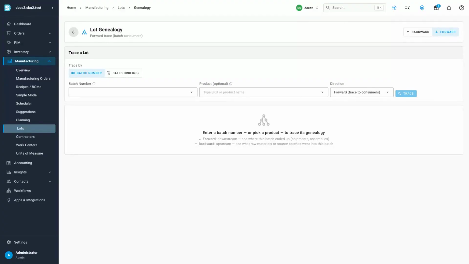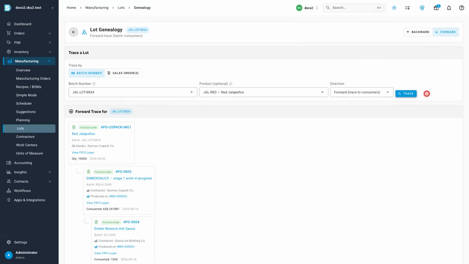Now the harder question, the one that decides whether a recall is contained or total. Suppose an ingredient lot is suspect, and you need to know which finished batches contain it. Trace forward from the jalapeno lot, and it walks the other way, through the co-packer's batch and into the bottler's finished lot, with the quantity consumed at every handoff.